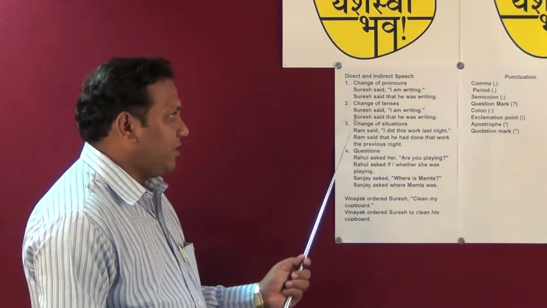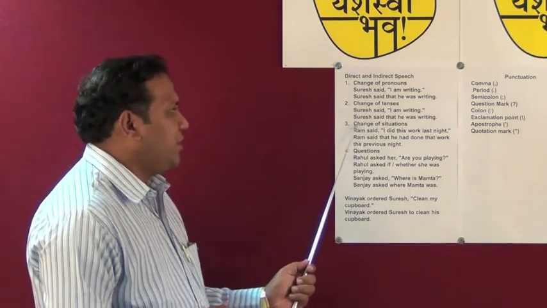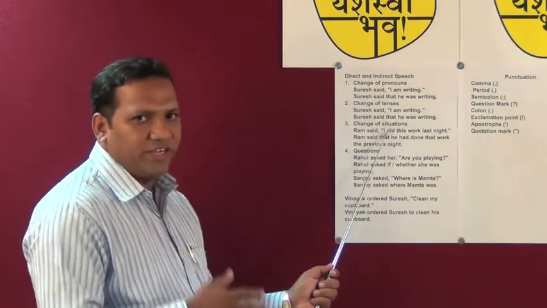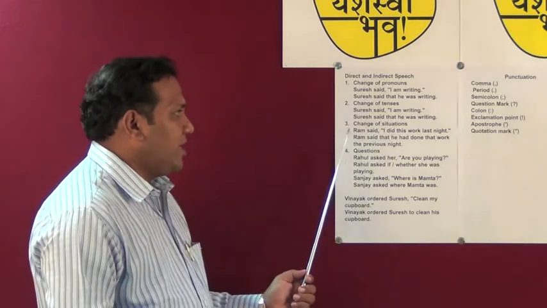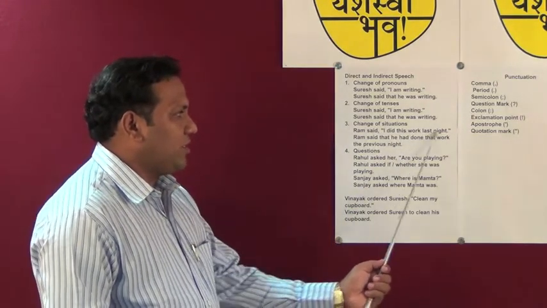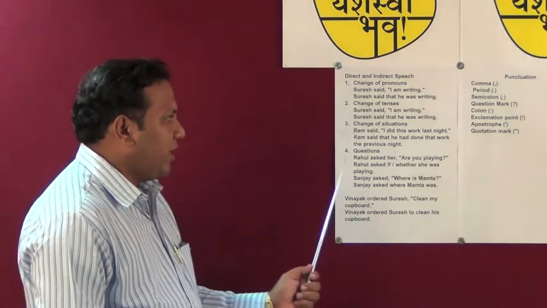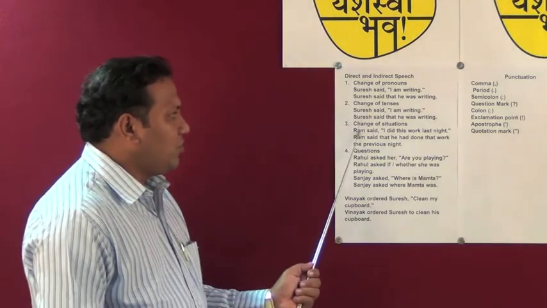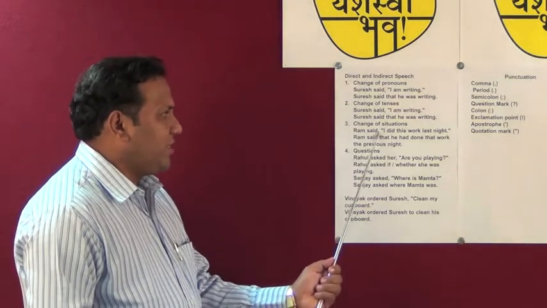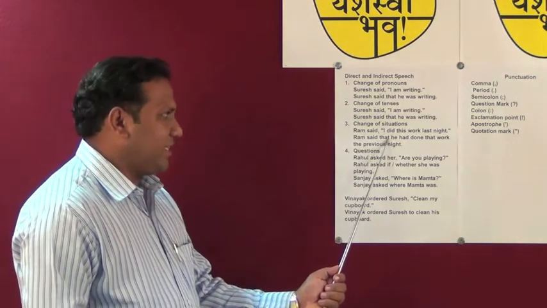Now the third thing, the third rule we may say, is to change the situation. Now I have changed the sentence also so that you may understand what situation is. Ram said, I did this work last night. So here "last night" is the situation. Now with the help of this rule, Ram is here, then "said" stays as it is here. Instead of a comma we have used "that" as a connector.